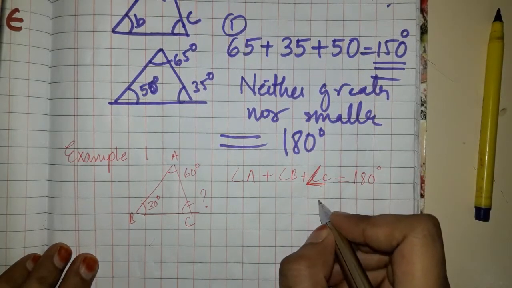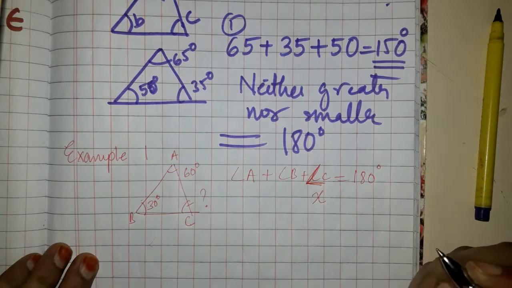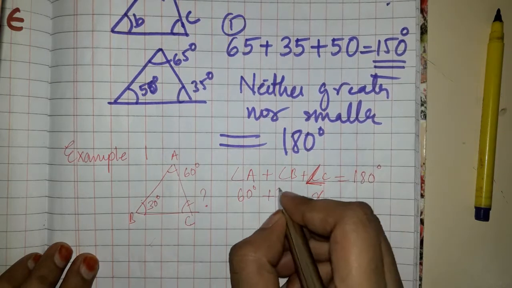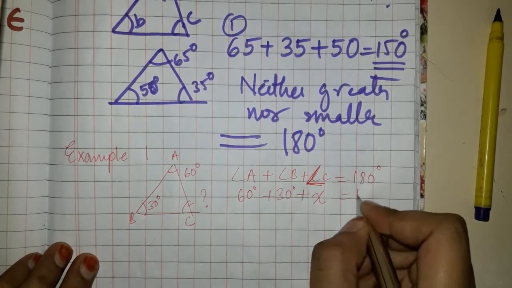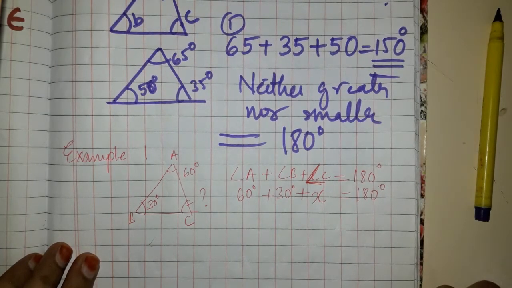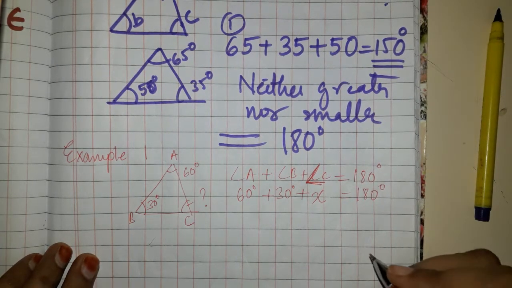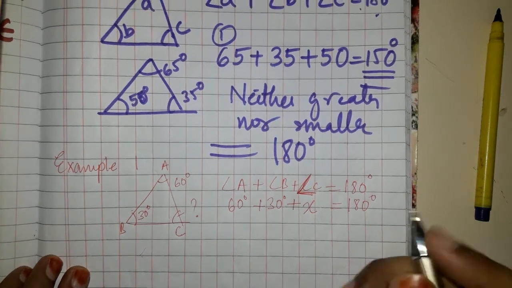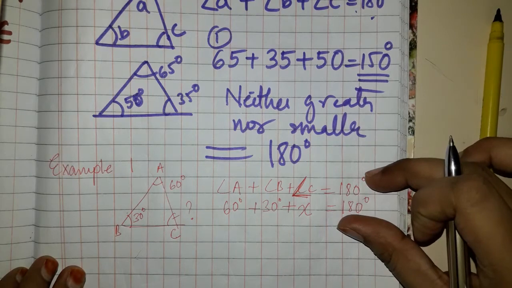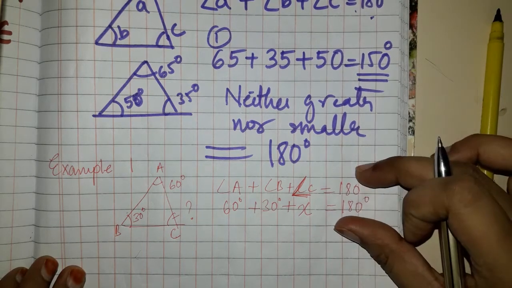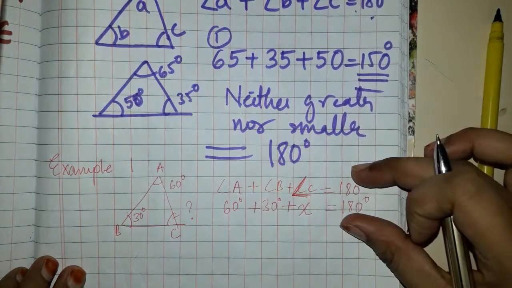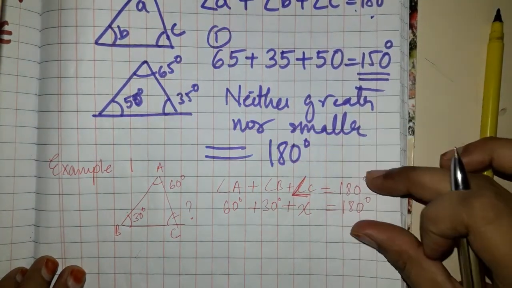The third one is not given. We will consider it X. Angle A 60 degrees, angle B 30 degrees, and we'll write it equals to 180. Remember, whenever we do addition, after equals to, we write the answer. According to the angle sum property, we already know the answer of every triangle. The angles on addition will always give you the answer of 180 degrees.